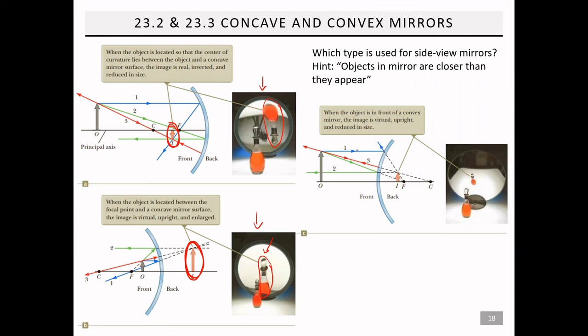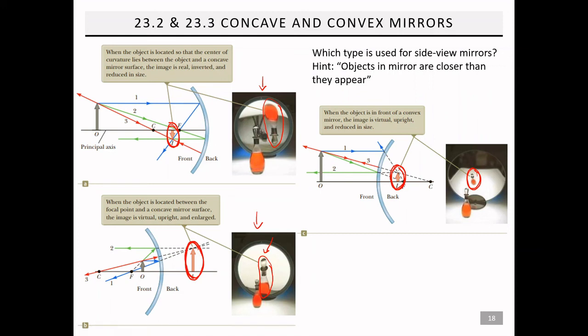And then finally, you have a convex mirror. If you look in the picture, you'll see that you have a very small image of the bottle. This is what you would expect from the ray diagram. So everything seems to match up here.